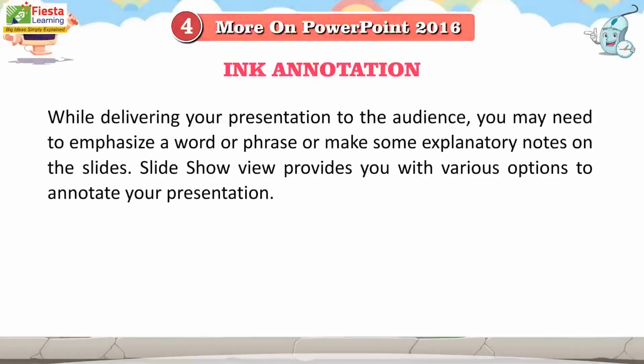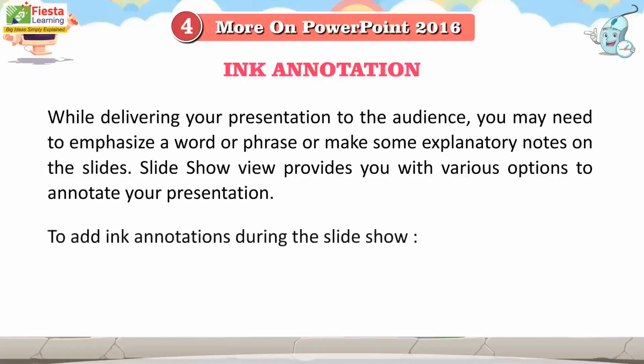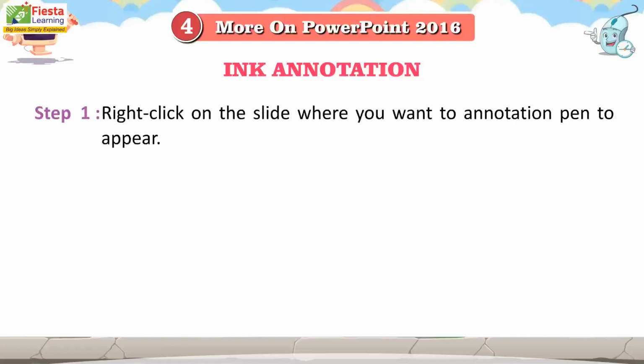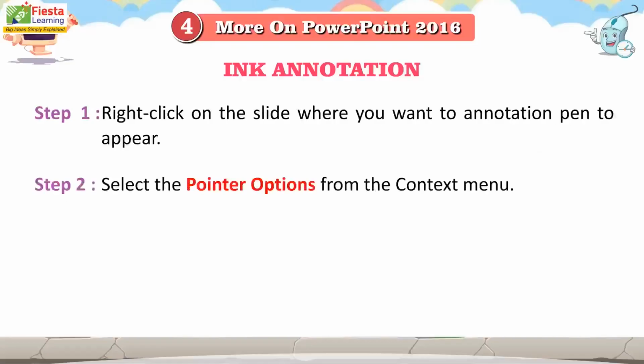While delivering your presentation to the audience, you may need to emphasize a word or phrase or make some explanatory notes on the slides. Slideshow view provides you with various options to annotate your presentation. To add ink annotation during the slideshow. Step 1. Right-click on the slide where you want the annotation pen to appear. Step 2. Select the pointer options from the context menu.